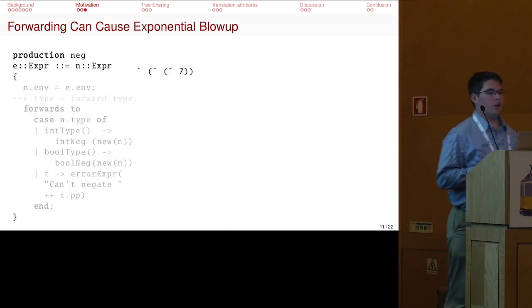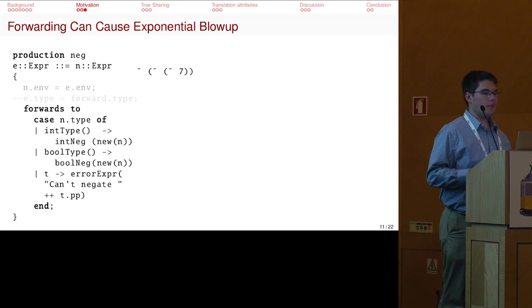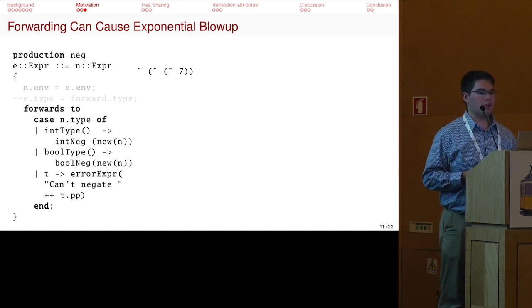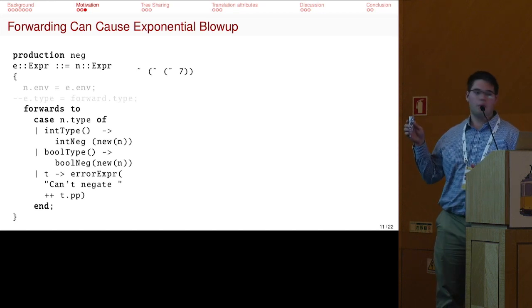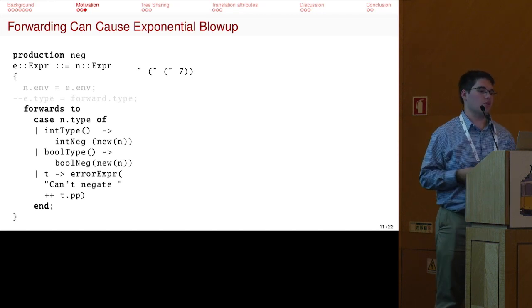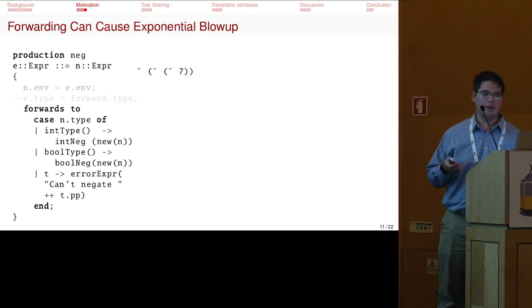So now consider a negation operator that's overloaded for both Boolean not or integer negation. This neg production forwards, it dispatches to different productions based on the type of the operand. Here, error_expr is just an expression that always reports a certain error message, which is kind of useful if there's nothing valid to forward to. This specification seems innocent enough, but actually we'll see it's quite bad.